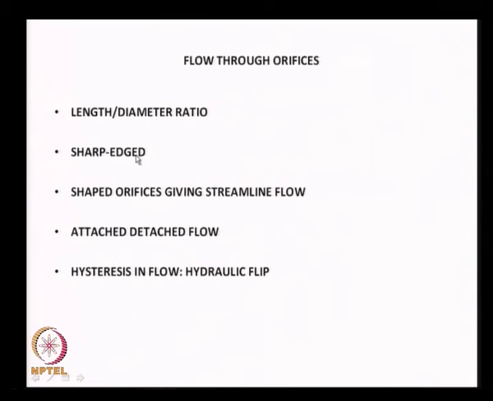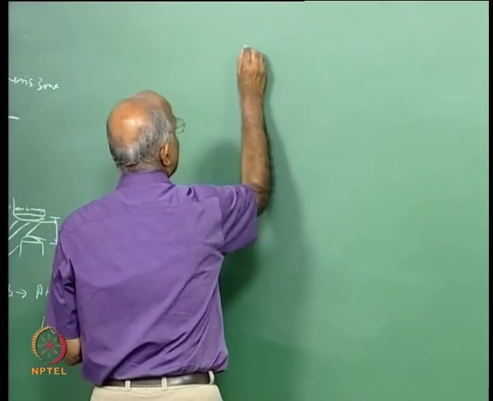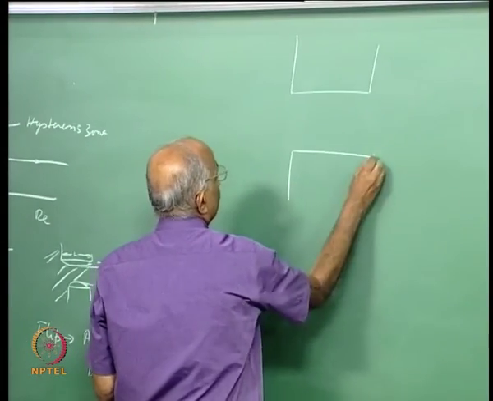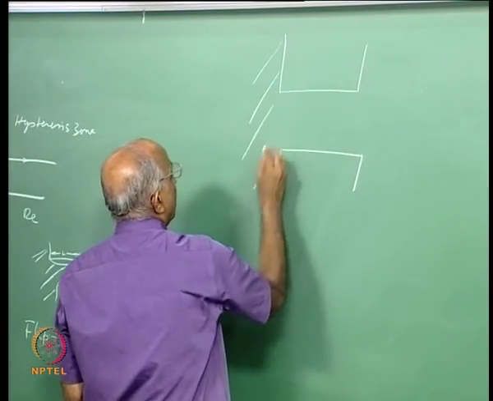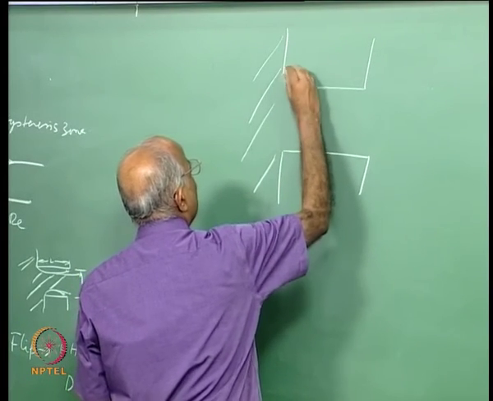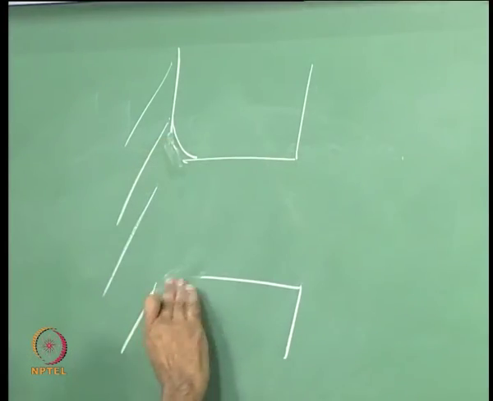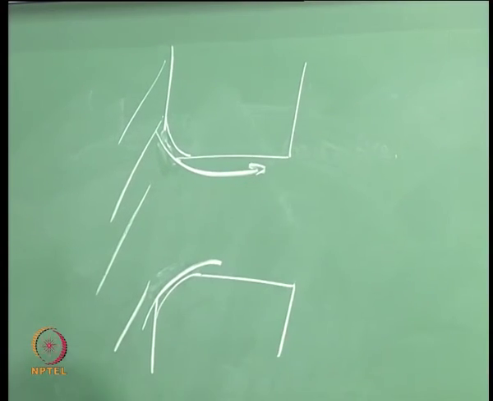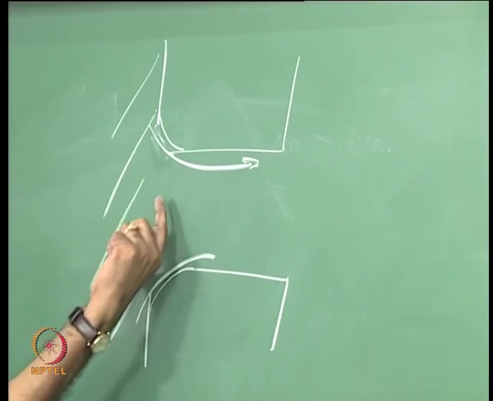We choose normally sharp edged. The question is, you go to the market and you want to buy a showerhead for bathing, and people say, why not make orifices smooth, something like this? This is the manifold. Why not make the orifice streamlined along the flow? This will give you full flow, but to fabricate such things is difficult.